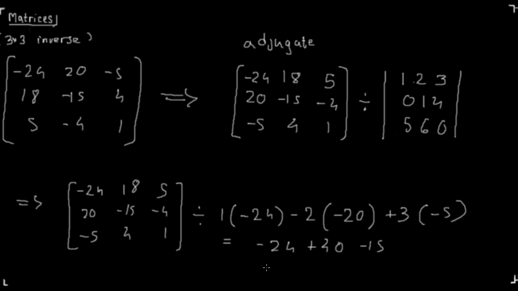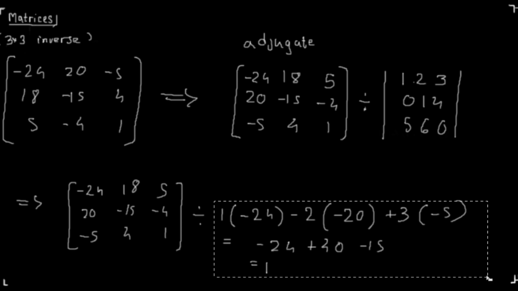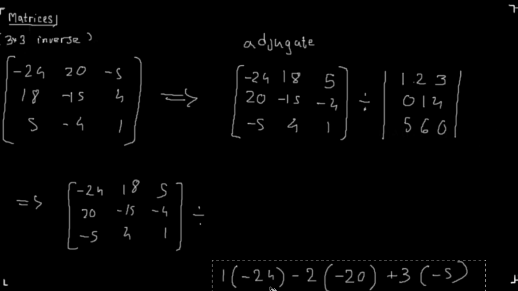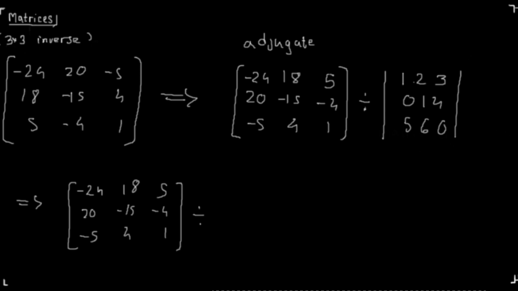So if we did this on the calculator, we would find this would be minus 24 plus 40 minus 15. This is equal to 1. Okay? Determinant is equal to 1. So let's get rid of this entire thing. I'm not used to this. Let's get rid of this entire thing. And now we know the determinant is 1.